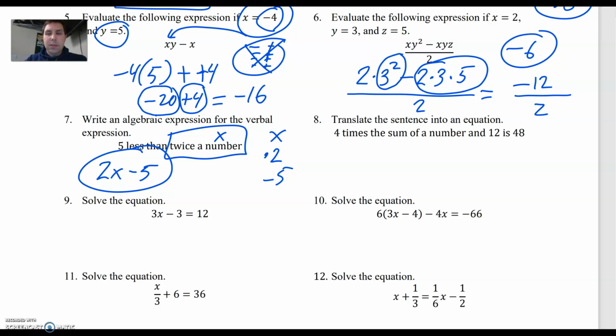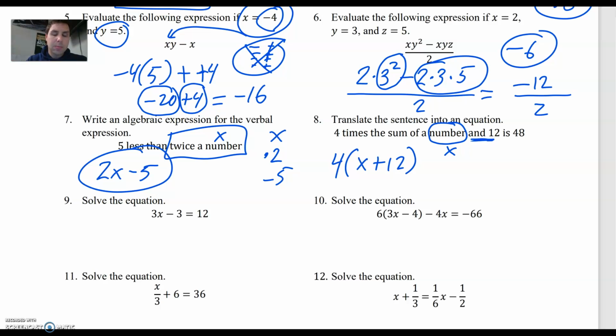It says 4 times the sum of a number and 12 is 48. So here's the number we don't know, I'll call it x. We're doing 4 times something. What are we multiplying it by? It says the sum, so I'm going to put a parenthesis here because I need to do the sum of a number, which I don't know, and 12. Because the sum means addition, so x plus 12 would be the sum.